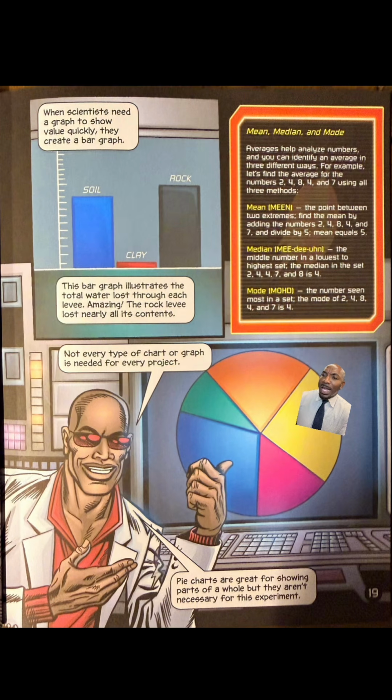For example, let's find the average for the numbers 2, 4, 8, 4, and 7 using all 3 methods. Mean. The mean is found by adding the numbers 2, 4, 8, 4, and 7 and dividing by 5. Mean equals 5.